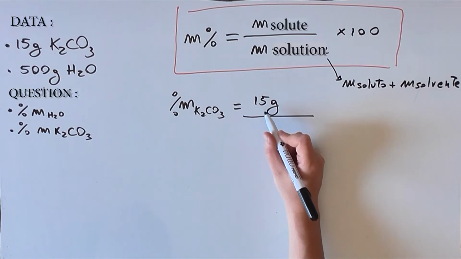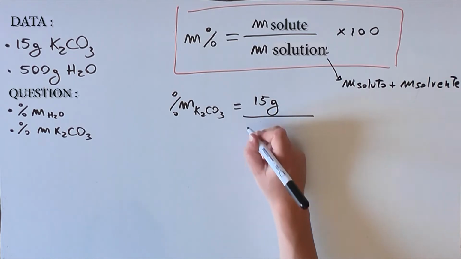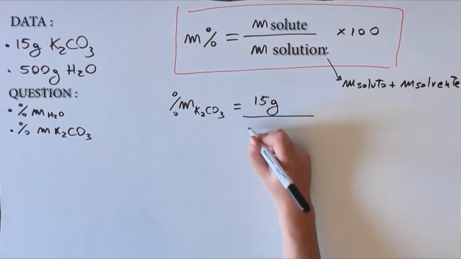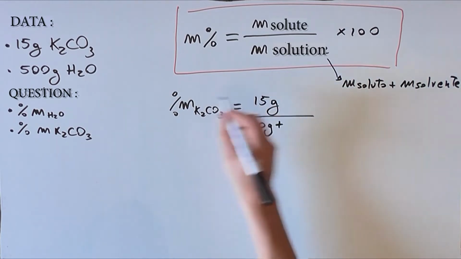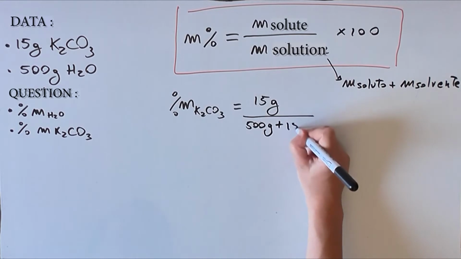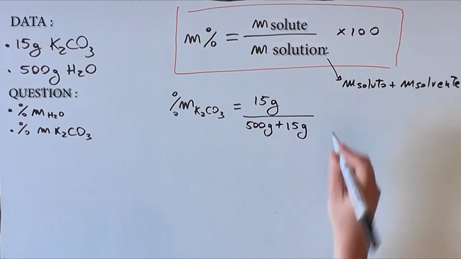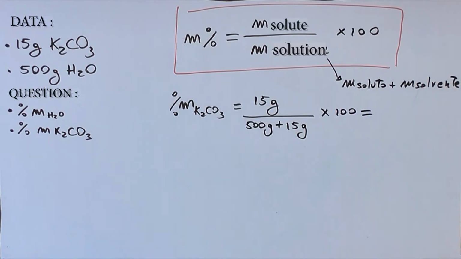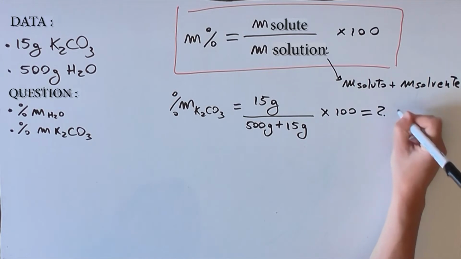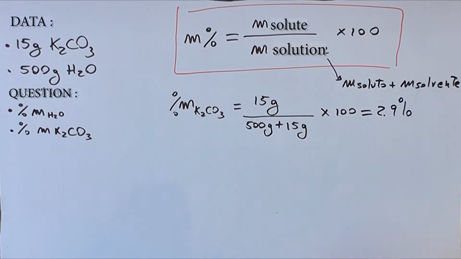So we need to write 15 grams divided by 500 grams of water, which is the mass of solvent, plus 15 grams of solute times 100. If you do your maths well, you will know that the solution is 2.9%.